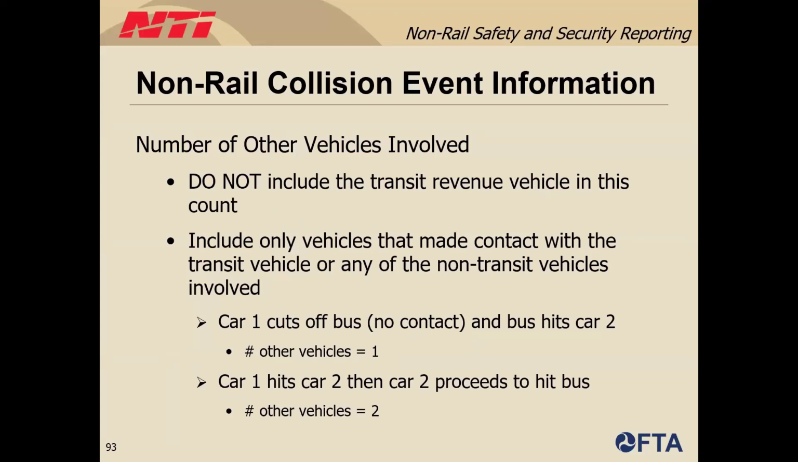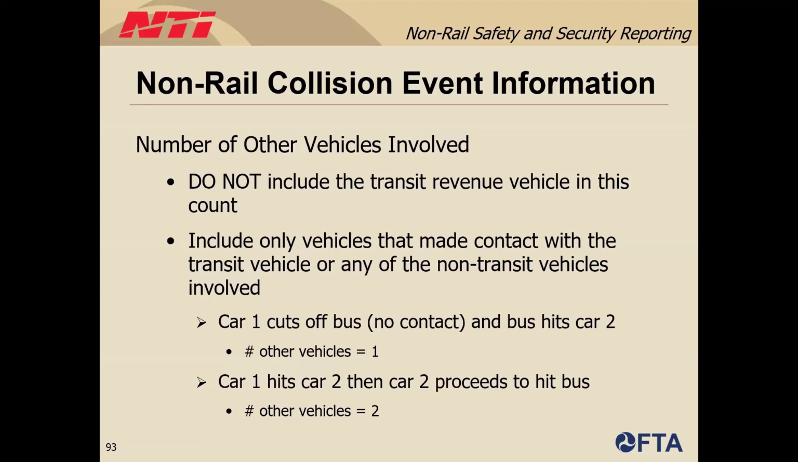The last selection is the number of other non-transit vehicles that were involved in the collision. Please note, this box is not the total number of vehicles in the collision. It is only the number of non-transit vehicles involved. So please do not include the number of transit vehicles in this number. We'll look at a few examples of how to determine how many other motor vehicles to report.